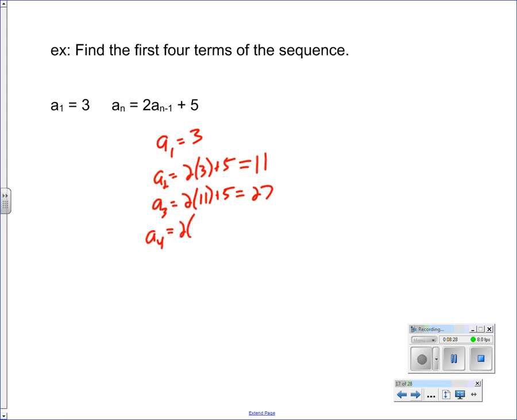Same thing, find the fourth term: take that third term, multiply it by 2, and add 5. So 2 times 27 is 54, and 5 is 59. Same idea again: we're starting with the first term, and we're using the previous term to find the next term, following the recursion equation.